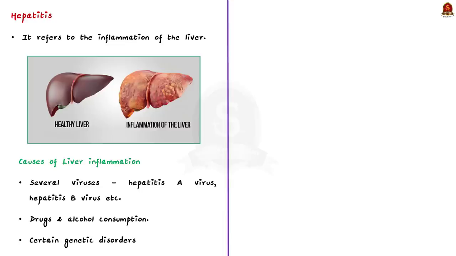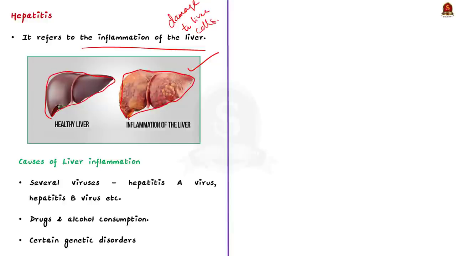What is hepatitis? In general, hepatitis refers to the inflammation of the liver. The liver inflammation occurs when there is damage to the liver cells. Look at the image here. This is how an inflamed liver looks like. Here the liver has become enlarged beyond its normal size. This inflammation of the liver is termed as hepatitis.